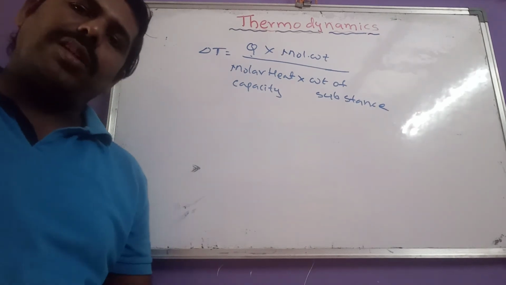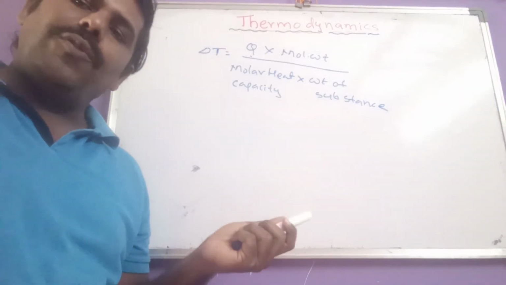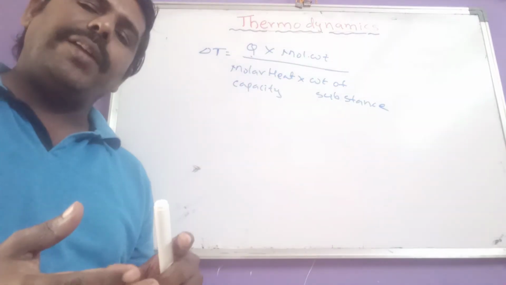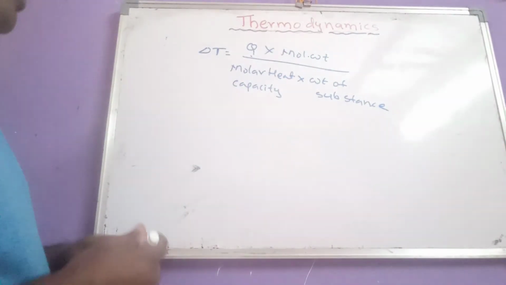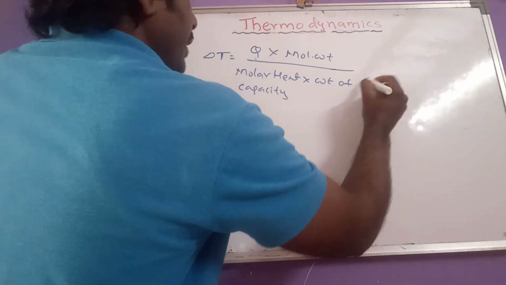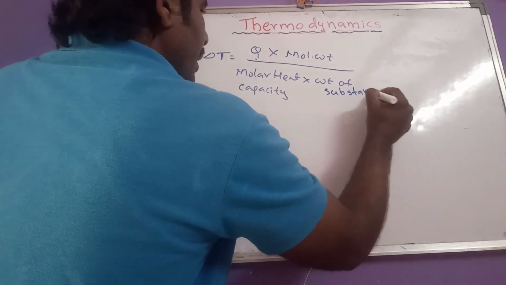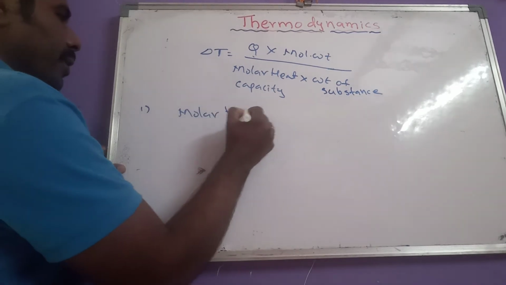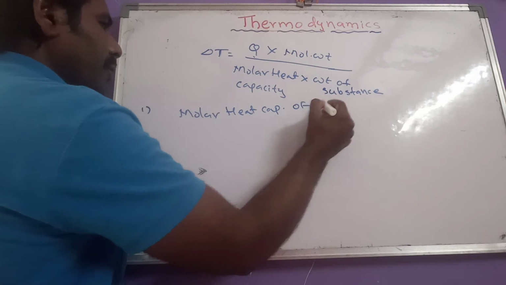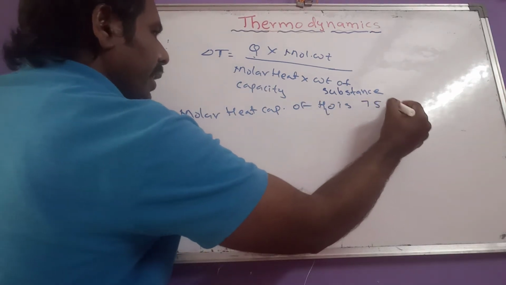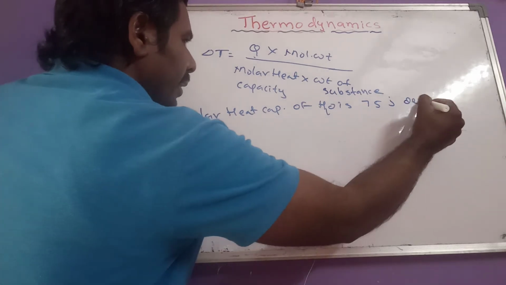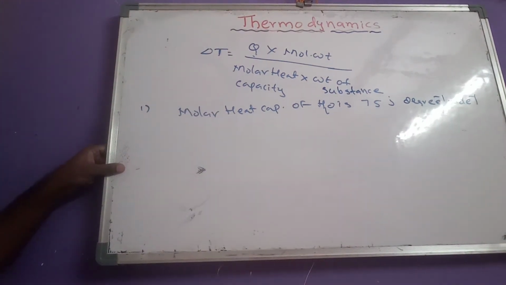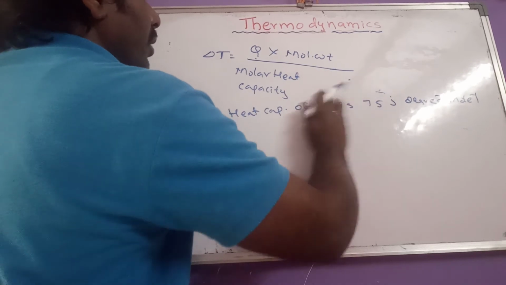Let us see one question related to this. After that, we go for heat capacity at constant pressure and at constant volume, Cp and Cv, and the relation between them. First, let us see one question. The molar heat capacity of water is 75 joule per degree per mole. So this is the molar heat capacity. Now, how much heat have we given to that substance?